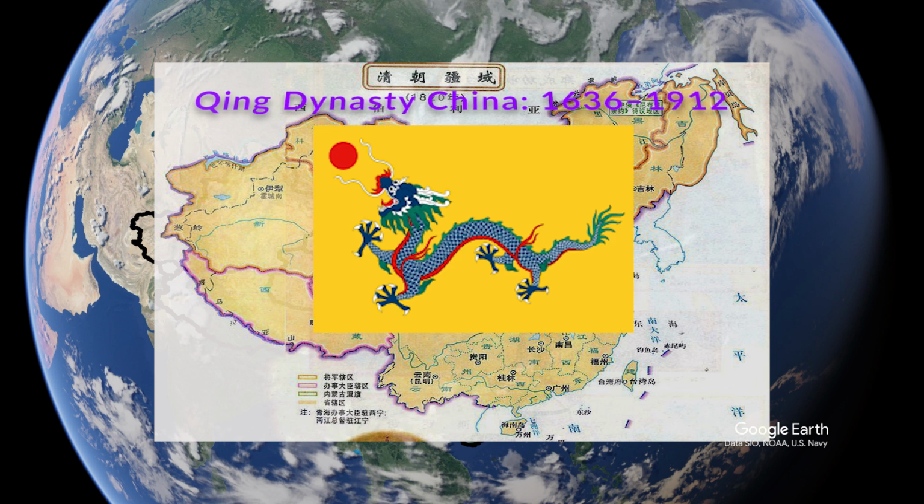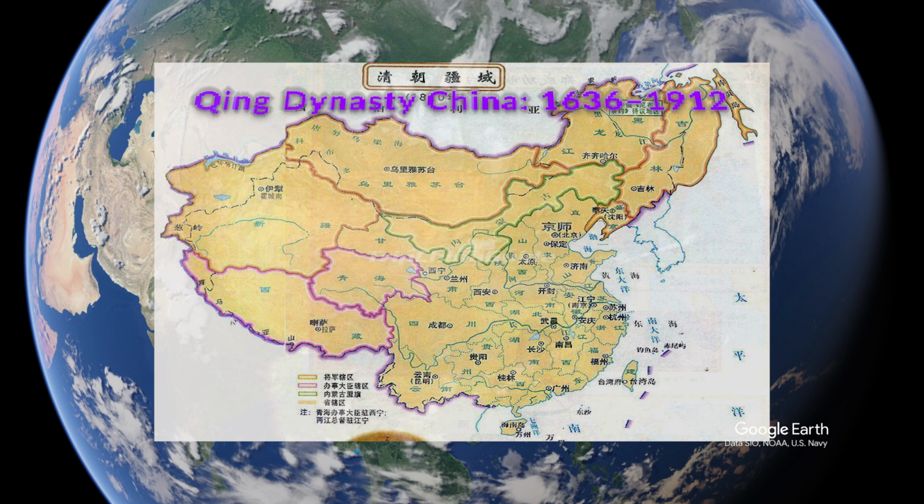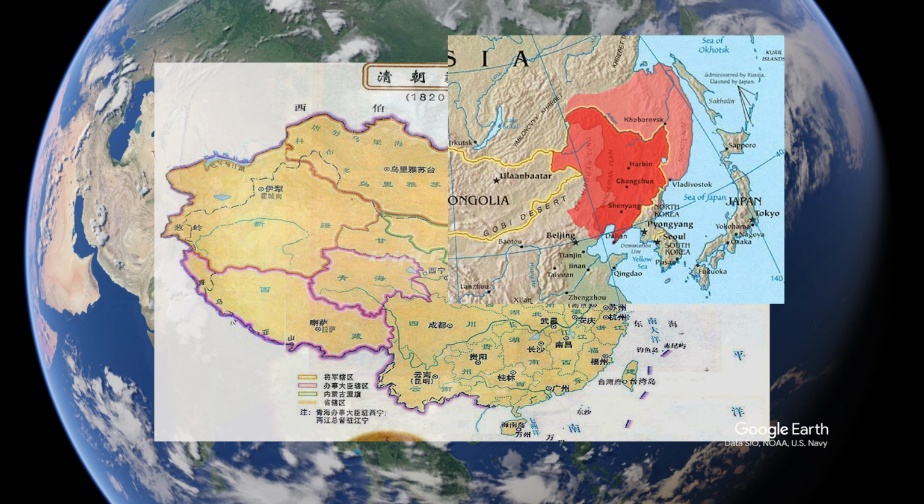This is a map of China during the Qing dynasty in the year 1820. The Qing dynasty reigned for 276 years, from 1636 through 1912. The Qings are a Manchu-led imperial dynasty of China, which means the then ruling class were predominantly from Manchuria, here in the northeastern corner of China.